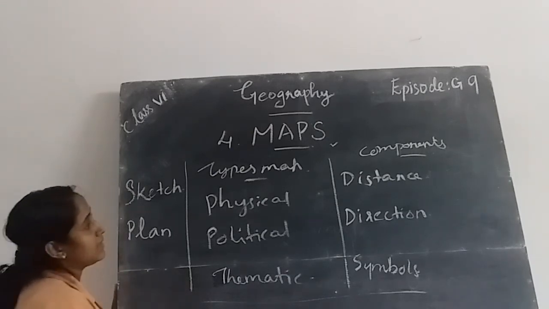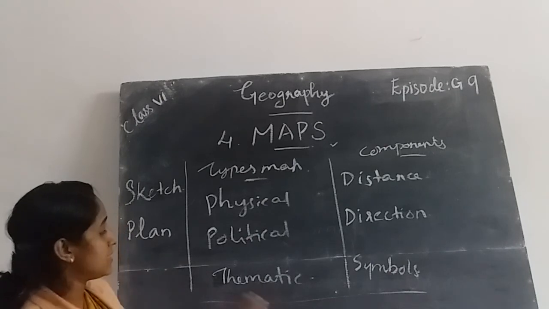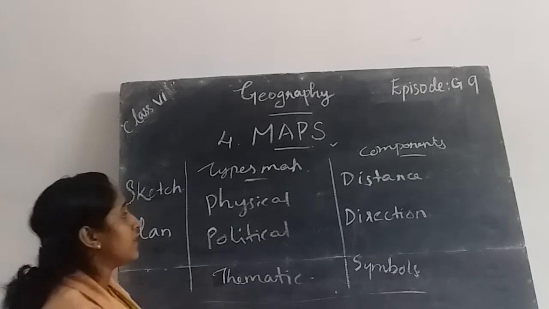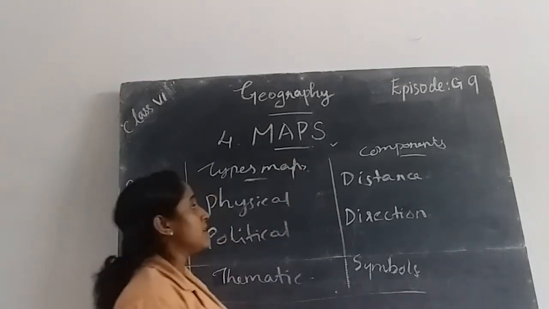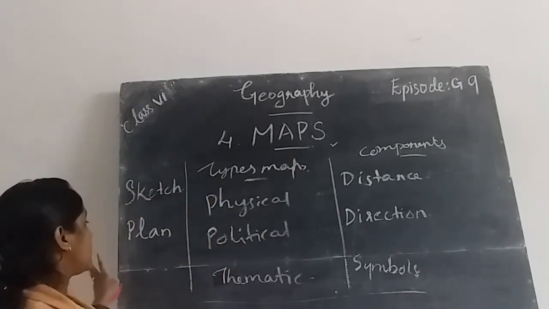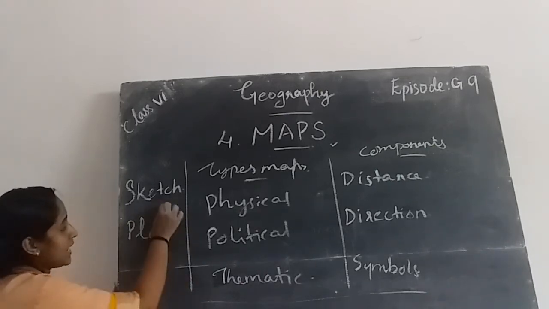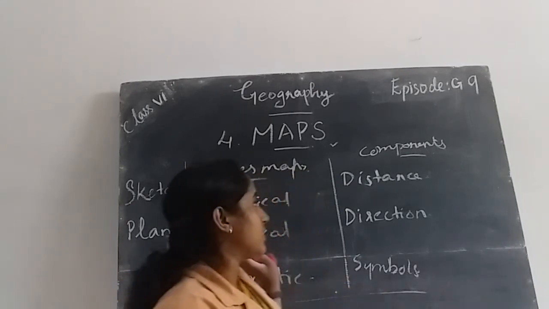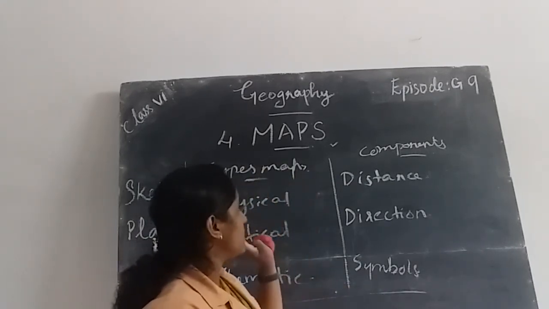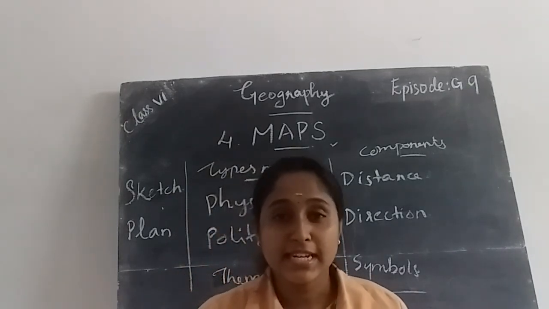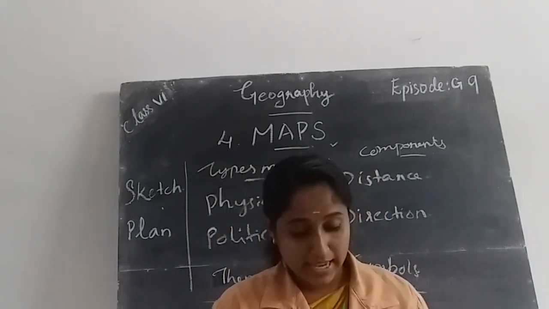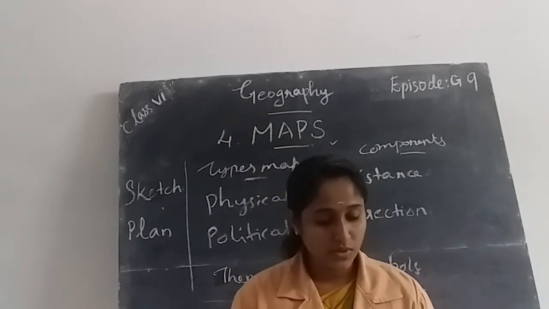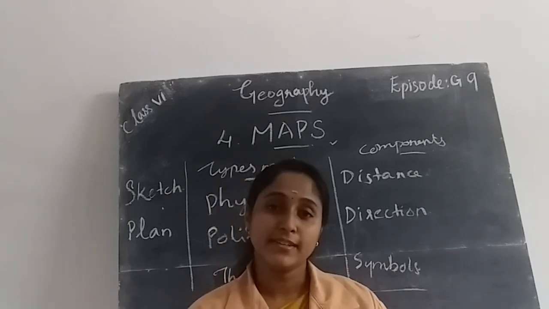So these are the main concepts of this chapter: what is a map, types of maps, three main components of maps, and the other two concepts, sketch and plan. These are the main important concepts in our chapter. Okay, let's wind up our class. Read your text carefully and try to do the activities and exercises, and stay safe.